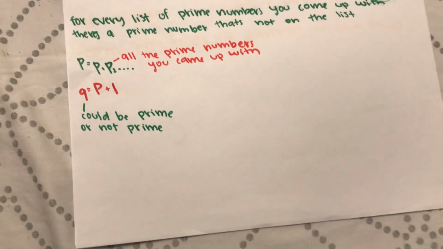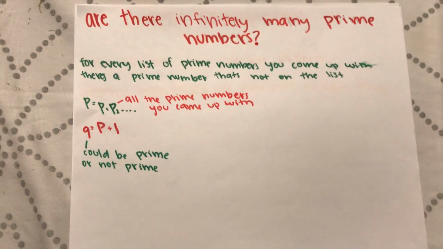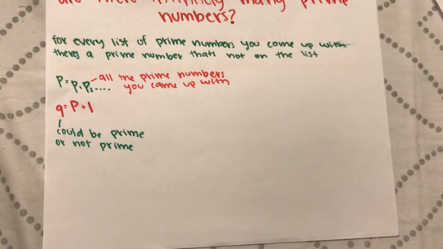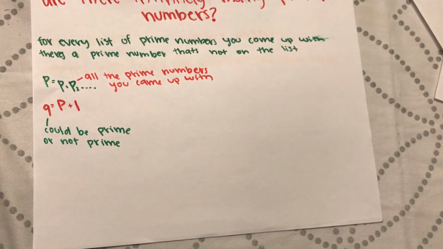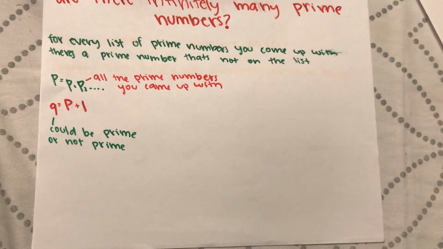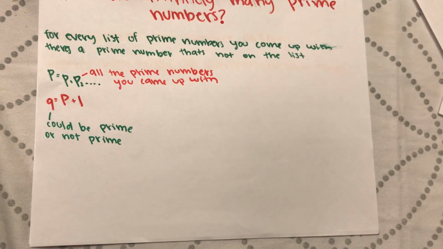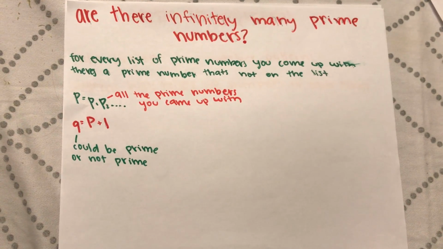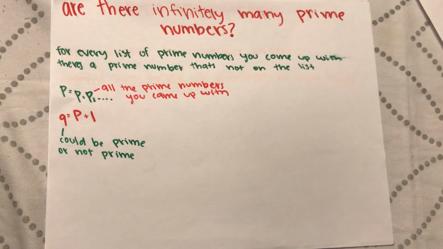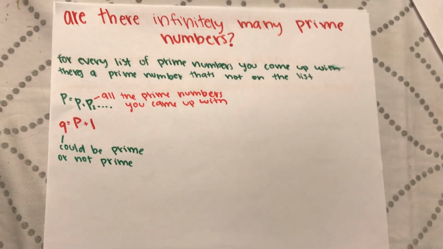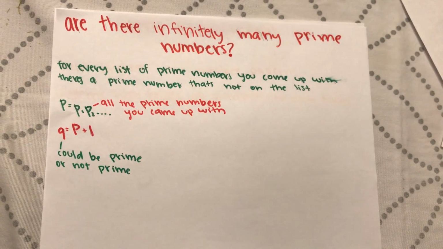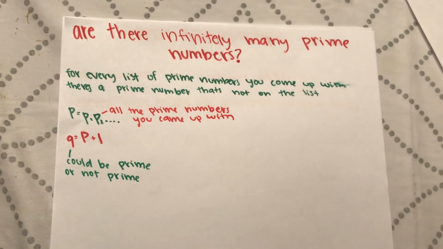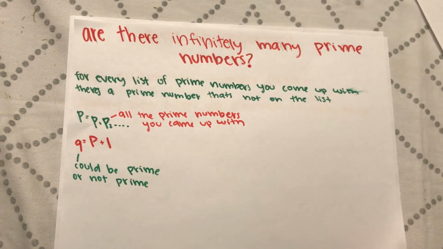If Q was not prime, then there's some prime factor that could divide Q. If the factor were on our list, then it would divide the product of all the prime numbers, but it would also have to divide the product plus 1. If the new number divides both the product and Q, then it would have to divide the difference. This would just end up equaling 1. No prime number can divide 1, so the factor cannot already be on the list. This is how we know that for every list of prime numbers you can come up with, there's a prime number you didn't come up with.